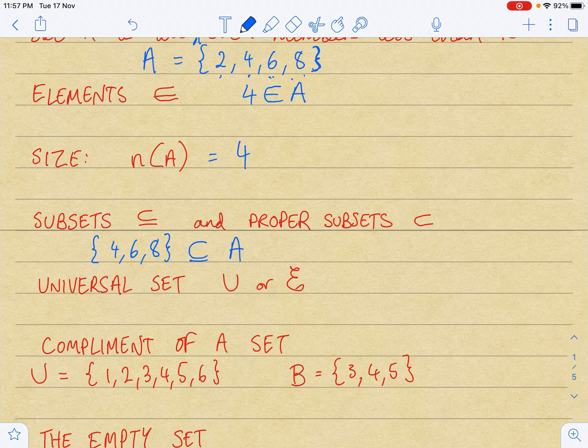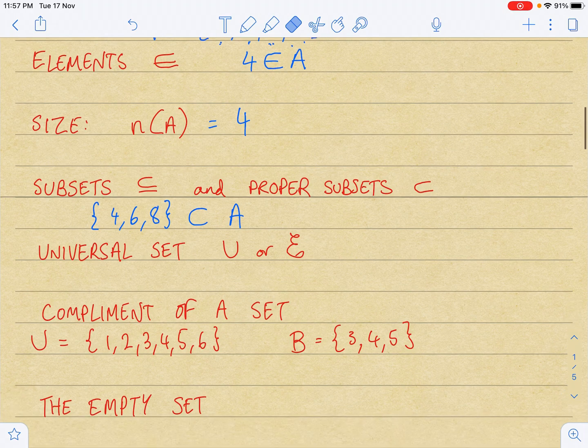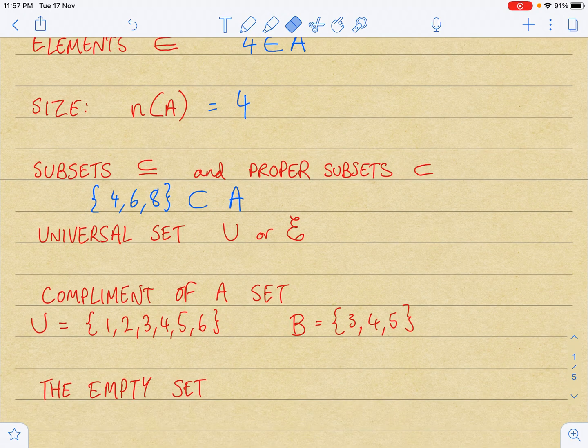Now, you see this sort of line underneath, that means that it could equal it. So I could have actually {2, 4, 6, 8} is a subset of A. If I remove that line underneath, then I couldn't have the 2 there. It has to be a proper subset, which means it's not as big as the whole set. A little bit confusing, that explanation, but essentially subsets exist within another set.